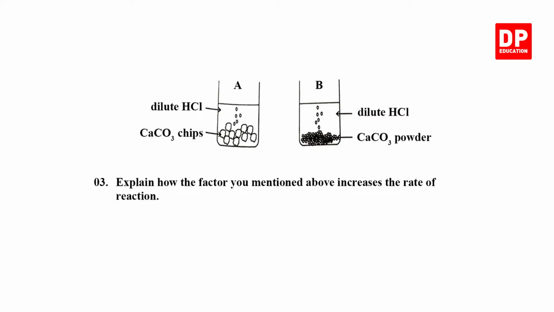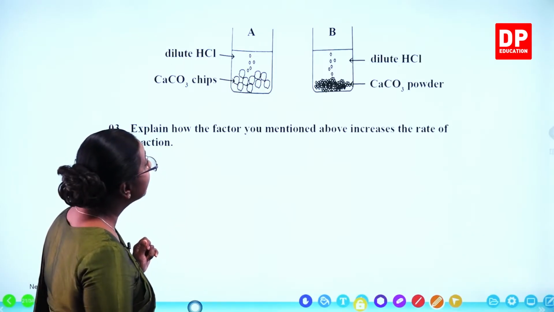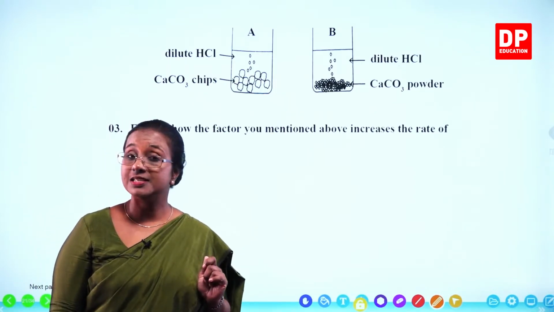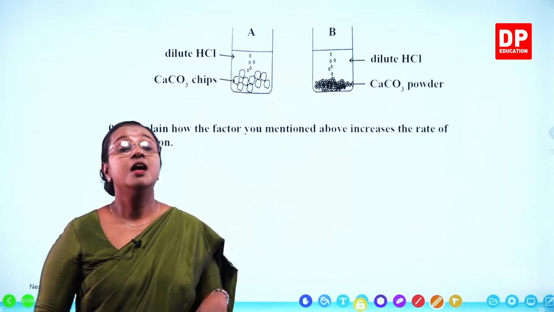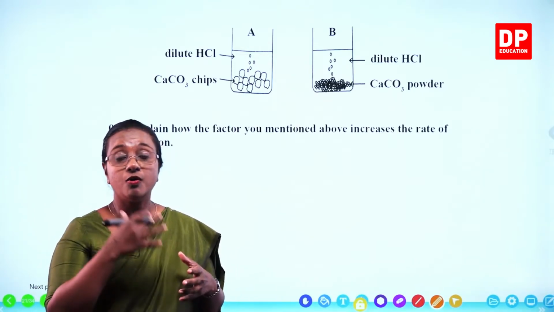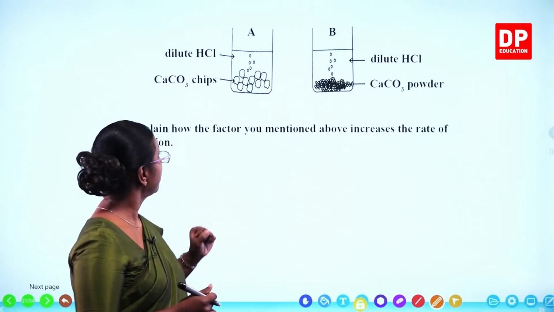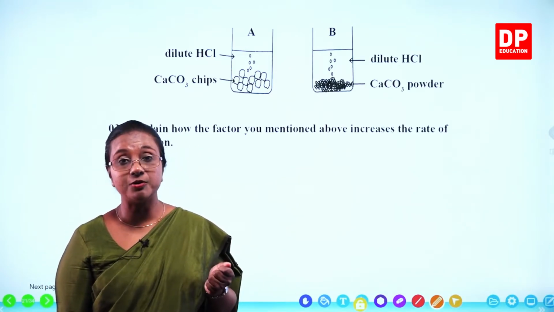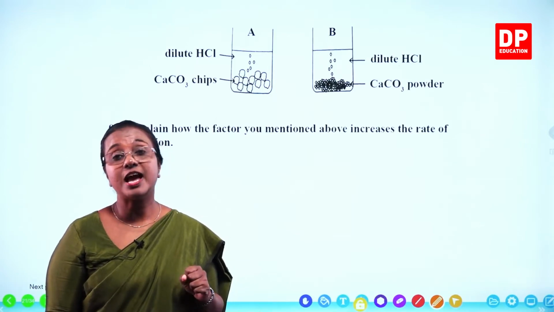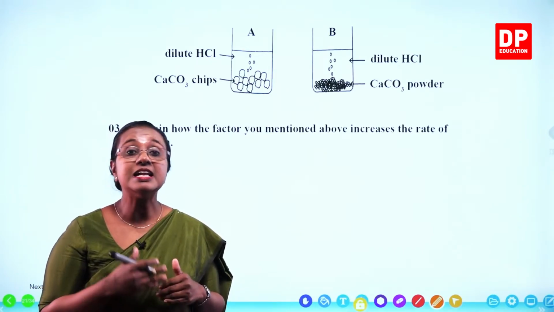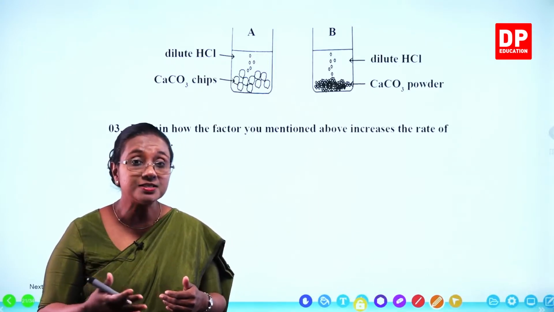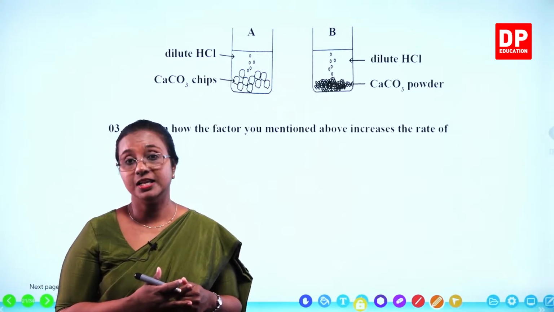Same diagram. Third one. Explain how the factor you mentioned above increases the rate of reaction. So, how does this factor increase the rate of reaction? When you break or crush the chips of calcium carbonate into calcium carbonate powder, the surface area of reactant increases, then the number of collisions per unit time increases. Because of that, the rate of reaction increases.